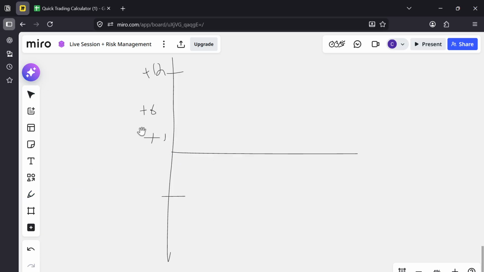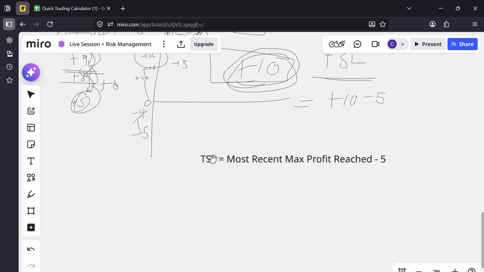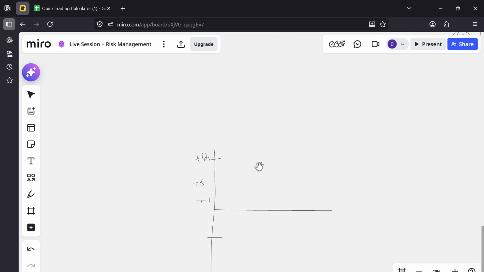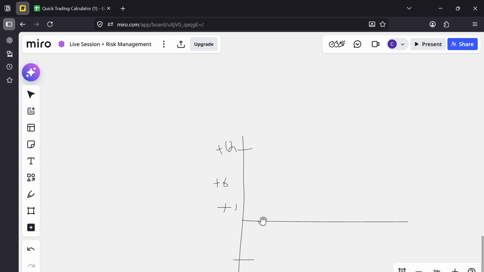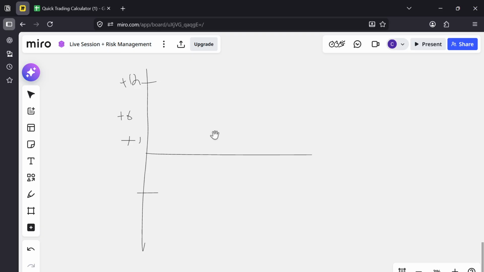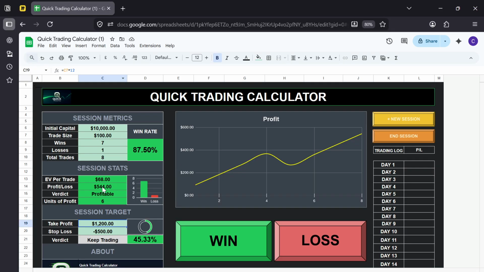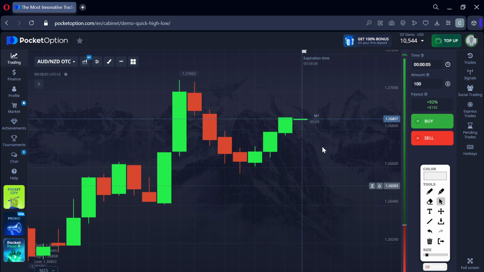Because how do you calculate your trailing stop loss? Your trailing stop loss will equal your most recent max profit reached minus 5. So this is the most recent maximum profit reached. We subtract 5 from that, which gives us +1. And that's exactly how we run with it. Perfect. Now we're pretty much up $554, and that would be it over there, 554.